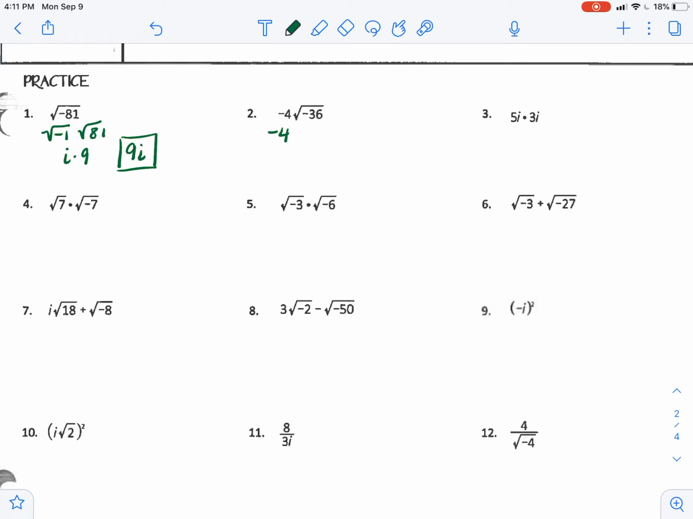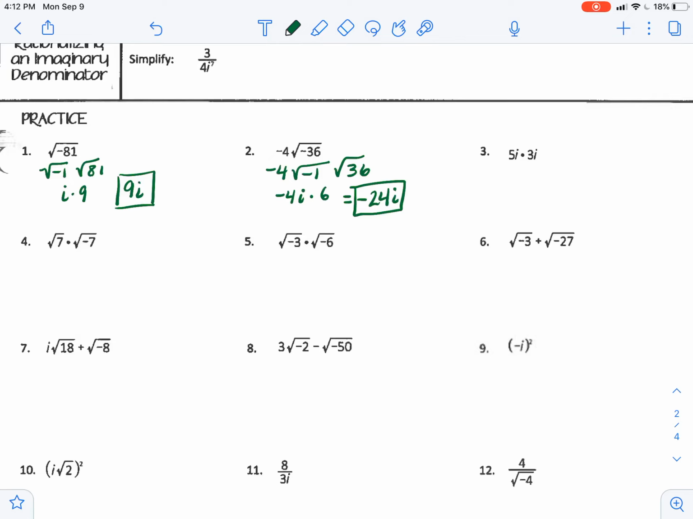Next one, -4 times the square root of -36. I'm going to break this apart into -1 and 36. So the -4 is going to stay. The square root of a -1 is i, and the square root of 36 is 6. Now again, that's not simple because I need to go ahead and multiply it out. So -4 times 6 is -24, and then I just put the i on there. Okay, so that is those two problems there. And then I'm going to go on to talk about something else in the next video, but you're going to practice some of those.